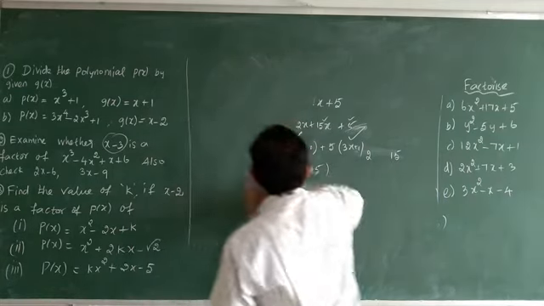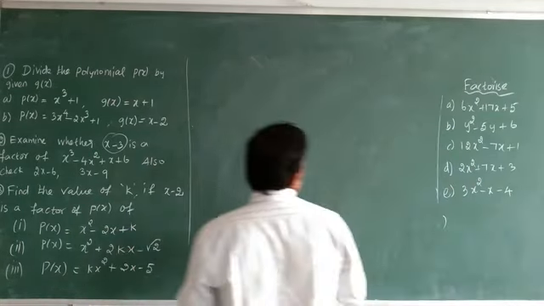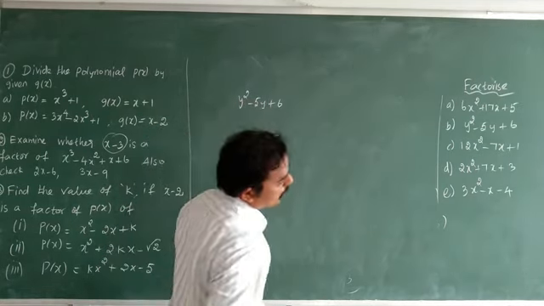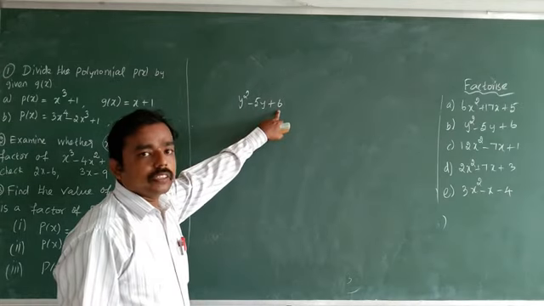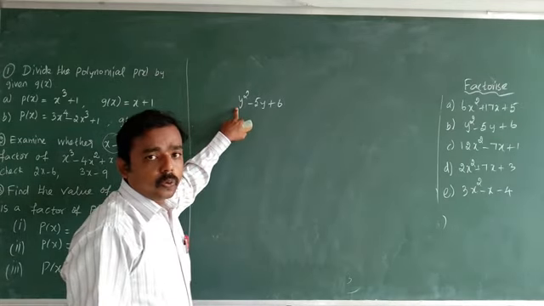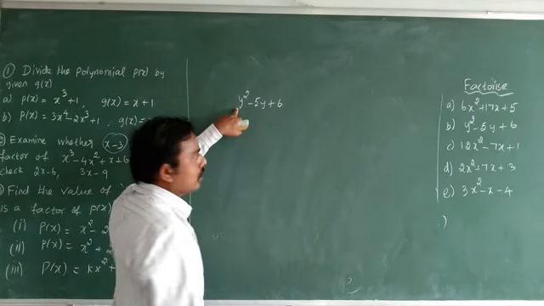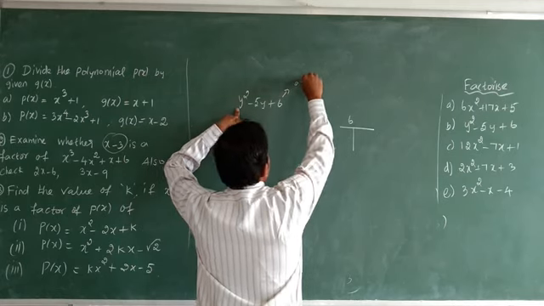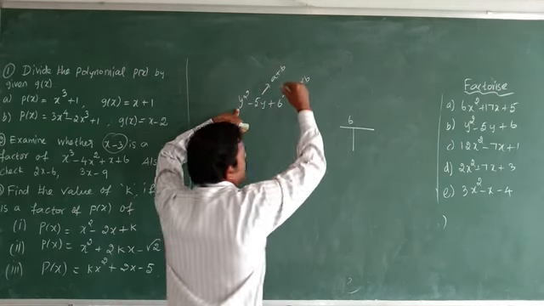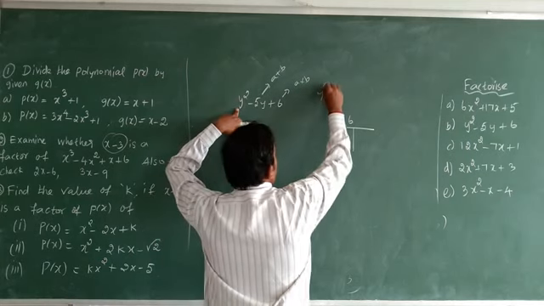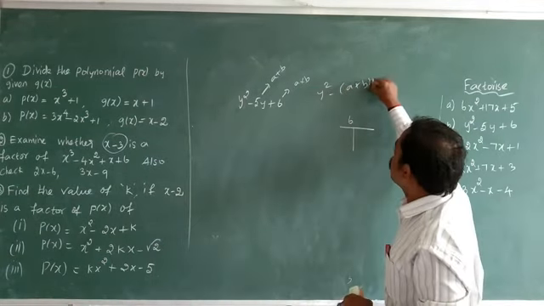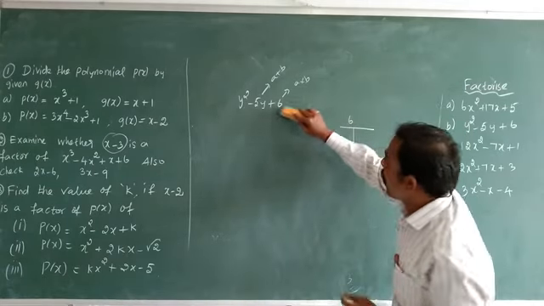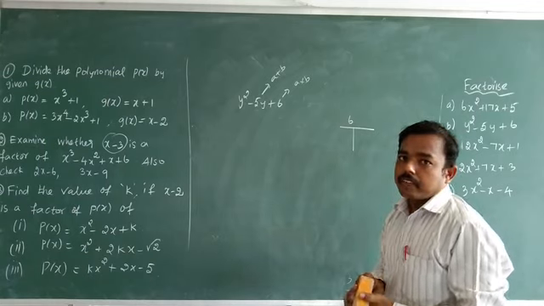Next, y squared minus 5y plus 6. Here there is no coefficient, the coefficient is 1. So you can write it as a product term, a into b, and an addition term, a plus b, because the general polynomial is y squared minus a plus b into y plus a into b. You can study this later, but anyway, this is the product term, and this is the sum of the factors.